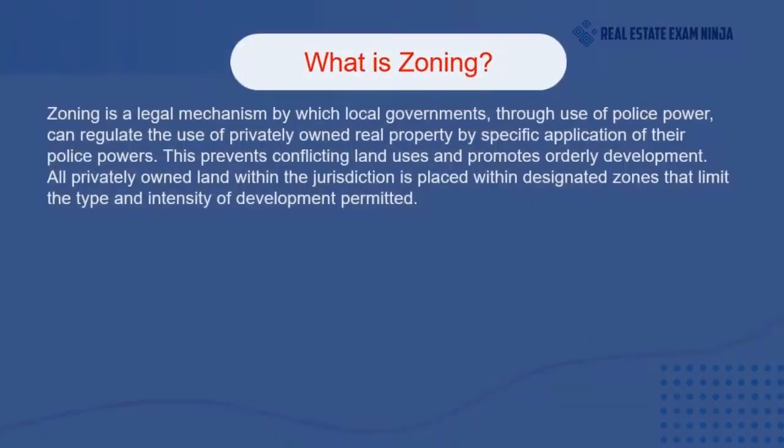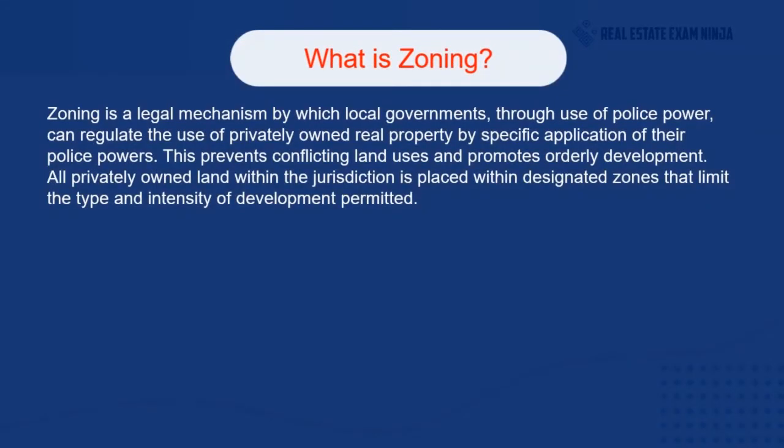What is zoning? Zoning is a legal mechanism by which local governments, through use of police power, can regulate the use of privately owned real property by specific application of their police powers. This prevents conflicting land uses and promotes orderly development. All privately owned land within the jurisdiction is placed within designated zones that limit the type and intensity of development permitted.